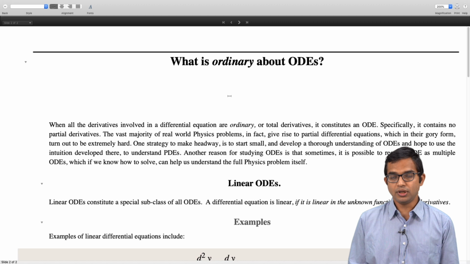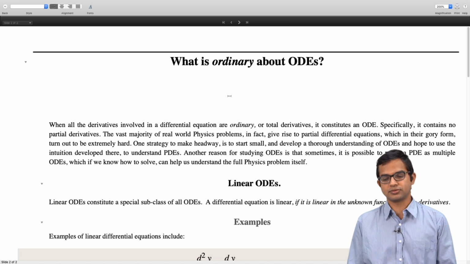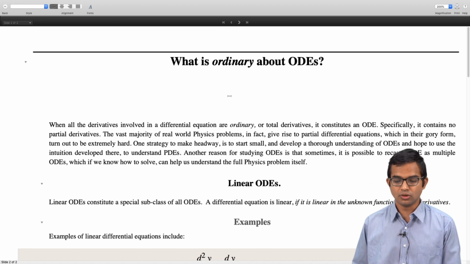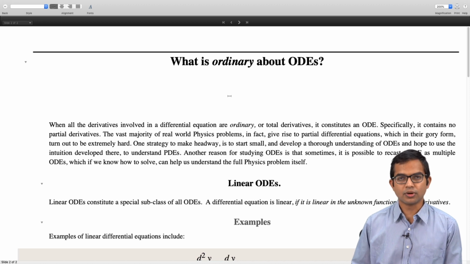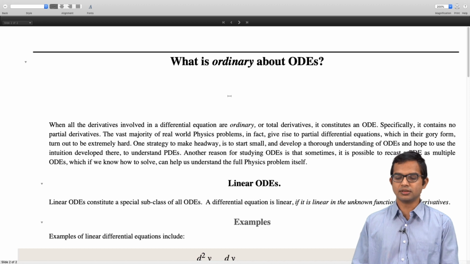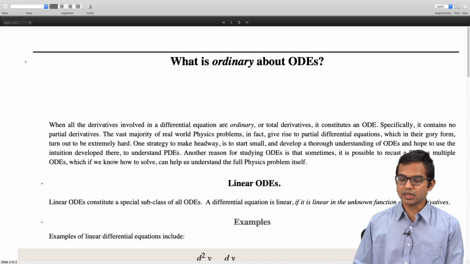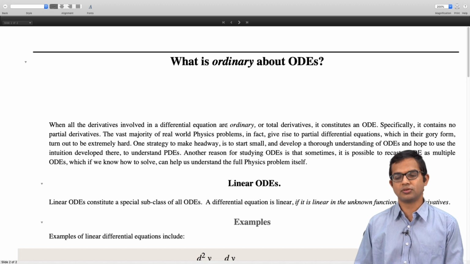And the theory of ODEs is extremely well developed, a very beautiful theory. So our job in the next several lectures is to make a thorough study of ODEs from the point of view of a physicist, but we'll also go into the theoretical details. So let's start with classification of ODEs.